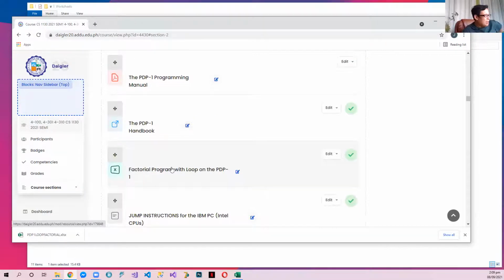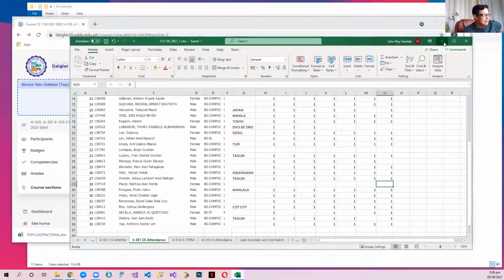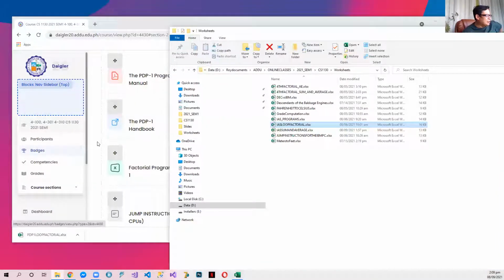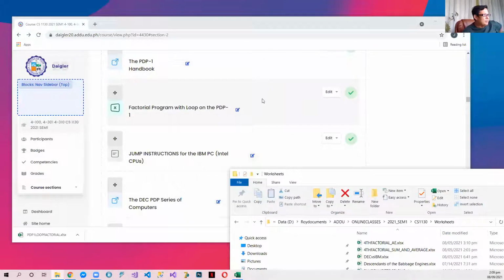Do you follow? Now, I'd like to show this to you because obviously this is much simpler, no? And it makes programming a lot easier, no? We can see the improvement. Okay, where's that? PDP-1. Okay, factorial. I may not have saved it here, no. So let me just download this. I'd like to discuss this, no.